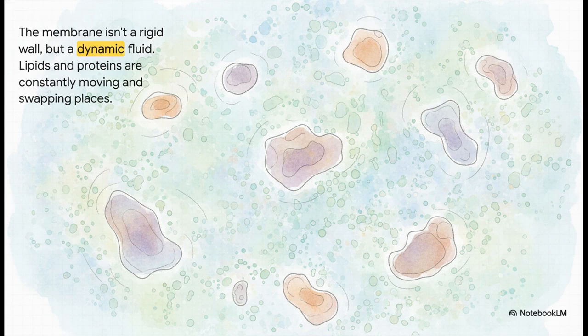This brings us to this awesome concept called the fluid mosaic model. And it's a perfect name because the membrane isn't some rigid, static wall. Nope. It's more like a bustling sea. It's a dynamic, two-dimensional fluid. The lipids are constantly shifting and swapping places, and those proteins? They're like big icebergs just floating and drifting around in this lipid sea.